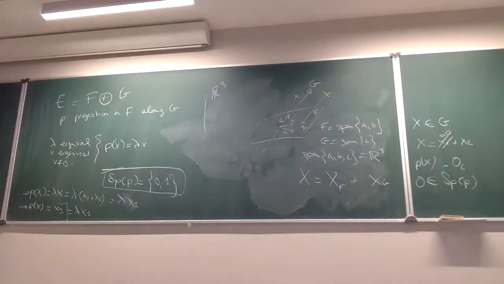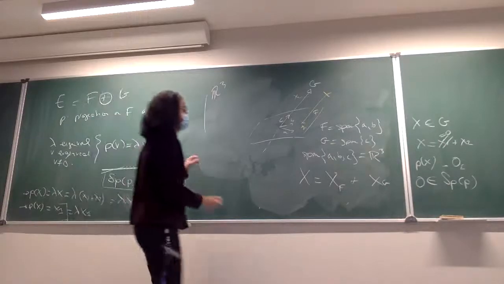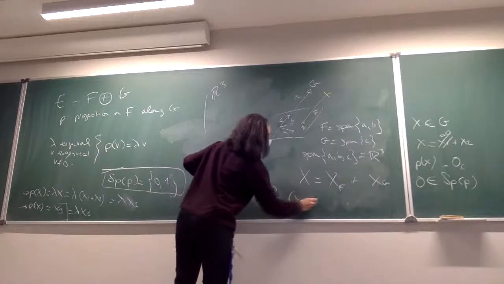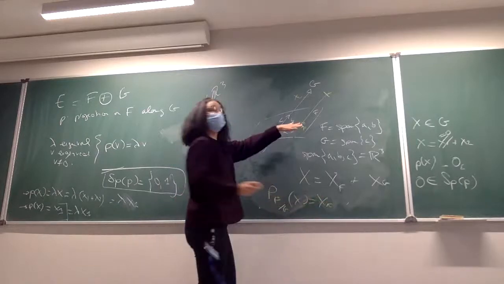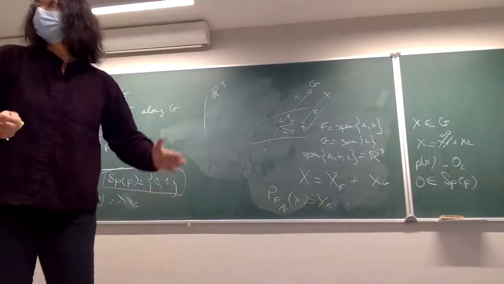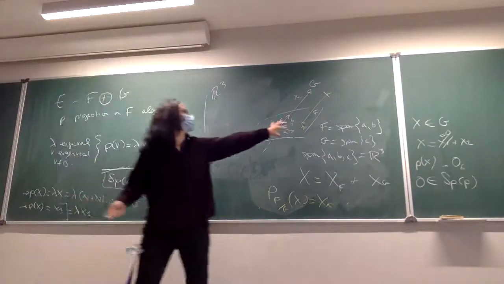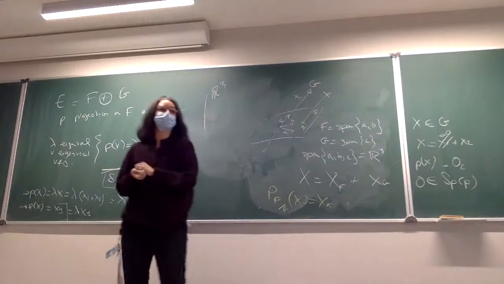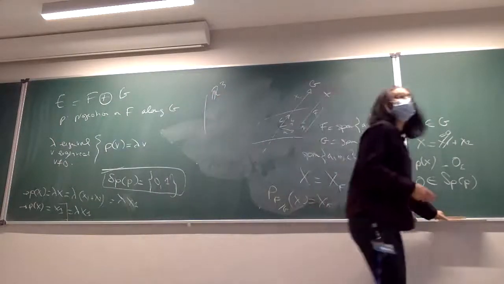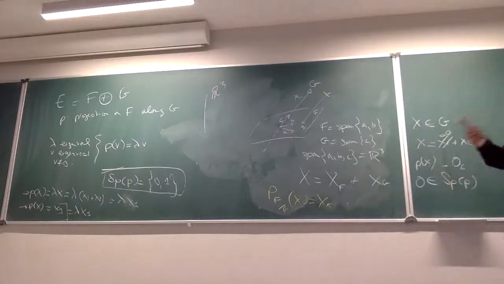If I say I want to do the projection on F along G of X, I just keep what belongs to the plane. I will just keep that part, and make 0 for this one. What would be the map of this projection in the adapted basis?